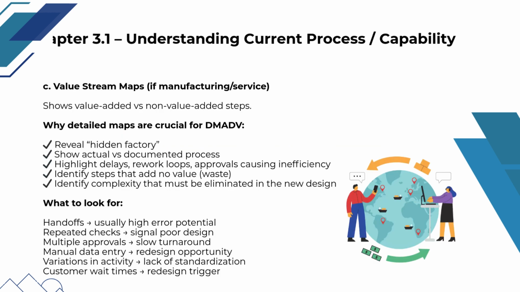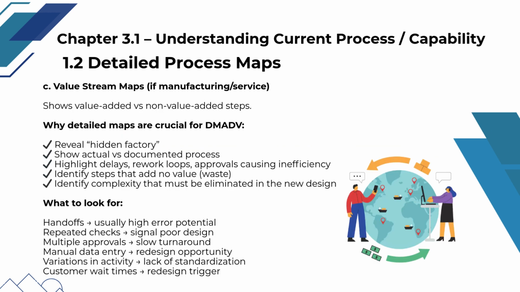phases. Value stream maps are used in DMADV to distinguish value-added and non-value-added activities across manufacturing or service processes, making inefficiencies visible from an end-to-end perspective. These detailed maps reveal the hidden factory by showing the actual process versus what is documented, highlighting delays, rework loops, excessive approvals, and waste that slow performance.